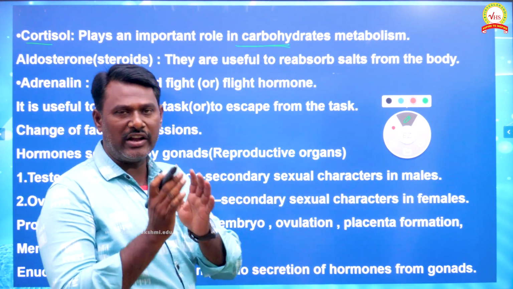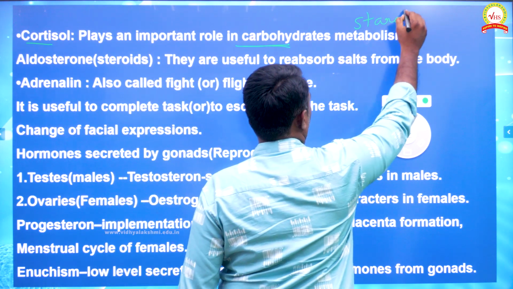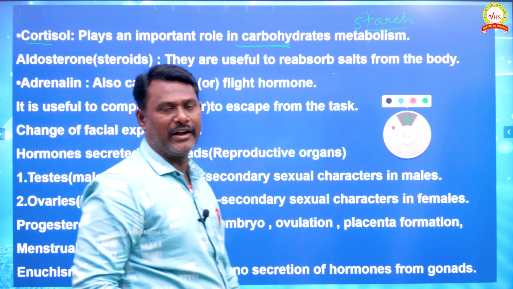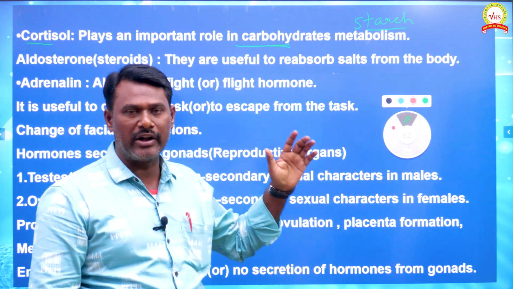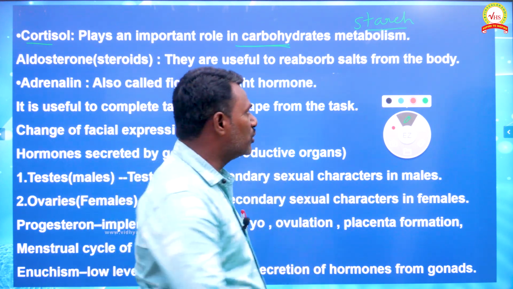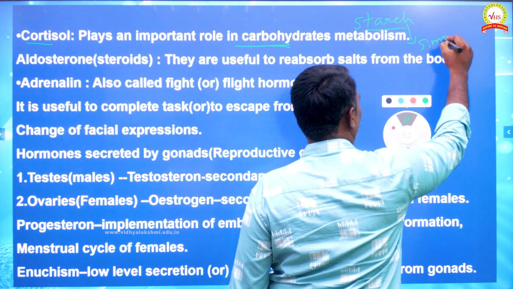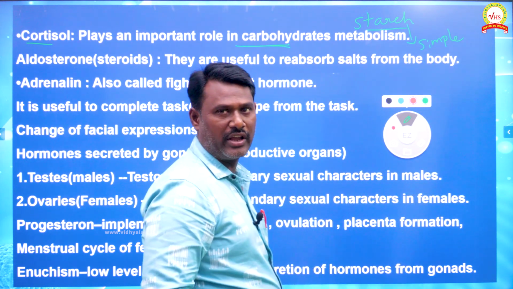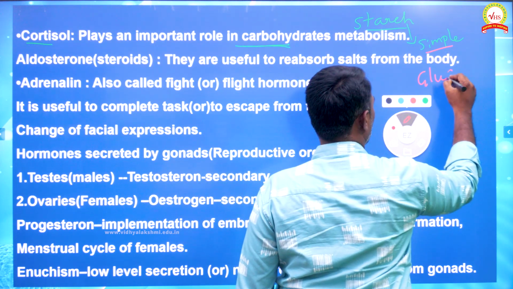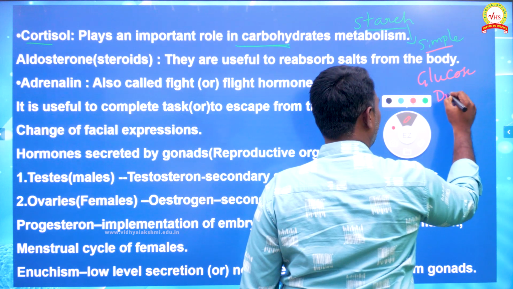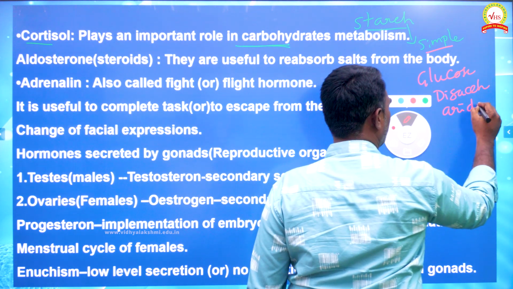Particularly, carbohydrates in the sense we have starch. Starch is the major polysaccharide. Within the metabolism of starch, cortisol plays an important role, and it is useful to convert starch into simple saccharides or simple molecules, such as glucose and disaccharides. So that is the importance of cortisol.